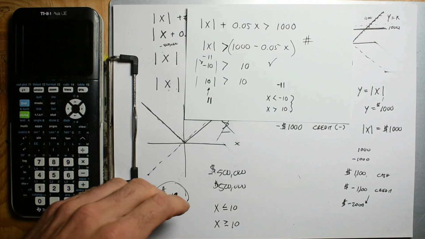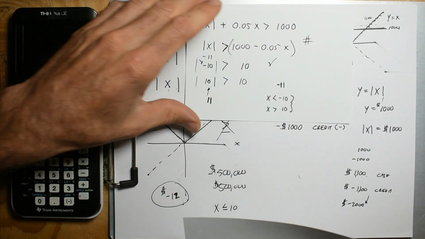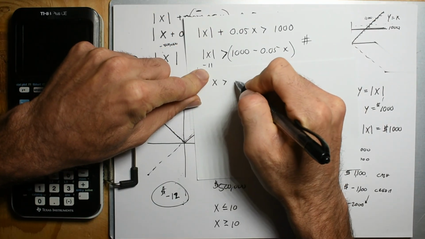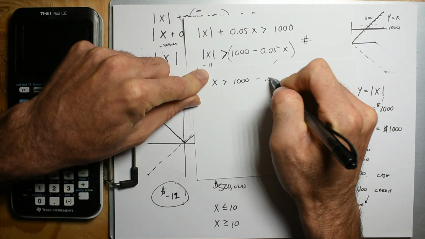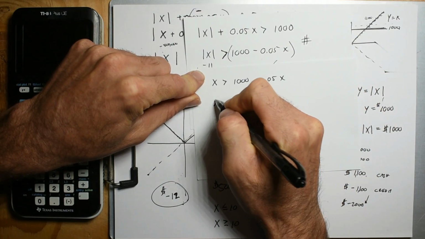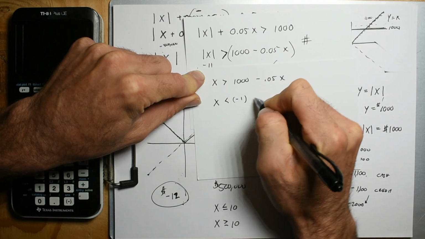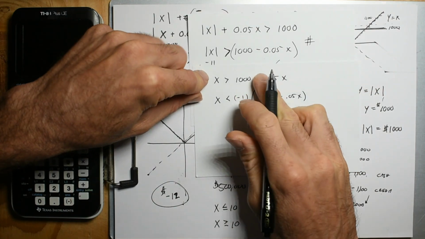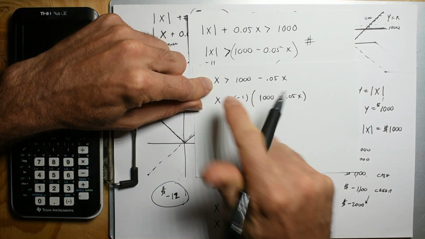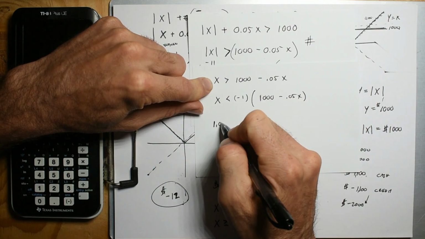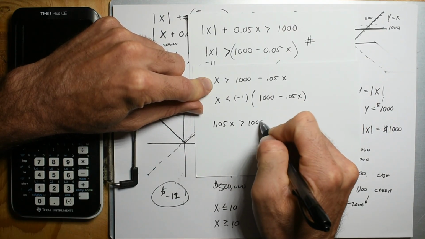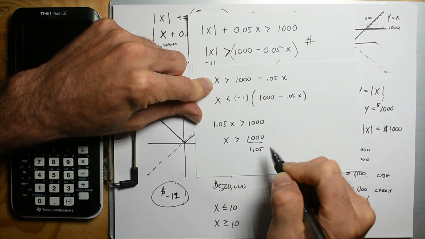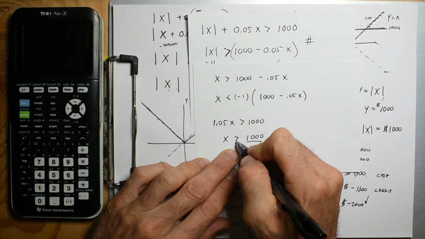All right, so let's do it though. We're going to have two equations. We're going to have x is greater than 1,000 minus 0.05x, and then we're going to have x is less than negative 1 times 1,000 minus 0.05x. Cool, and we're going to solve both of these. So this to the other side becomes 1.05x is greater than 1,000, and x is greater than 1,000 divided by 1.05. This is going to be our positive answer.